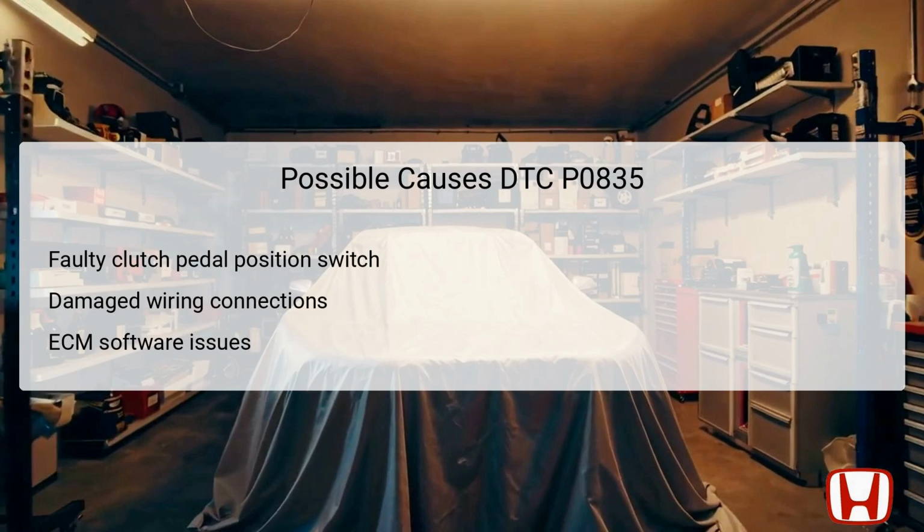Several factors could lead to the emergence of DTC P0835. First, the clutch pedal position switch itself may be faulty, perhaps due to wear and tear over time, leading to inaccurate readings sent to the ECM. Next, damaged or loose wiring connections between the switch and the ECM may cause low voltage or intermittent connectivity, thereby triggering this error code. Additionally, software issues within the ECM can play a significant role in this problem. If the software is outdated or corrupt, it may not interpret the signals from the clutch pedal position switch correctly.